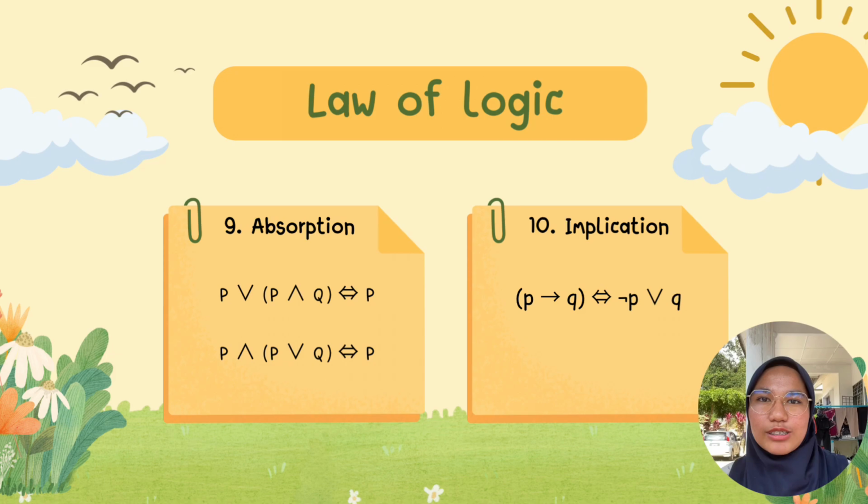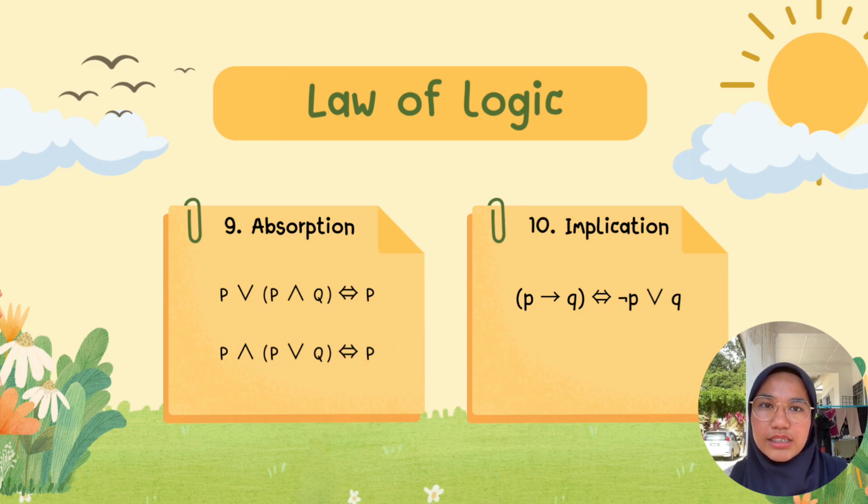Next, we have absorption law. For this law, we have two formulas. The first is P or in bracket P and Q, logically equivalent with P. This shows that when you take P or P combined with Q, it's equivalent to just P. The second formula is P and in bracket P or Q, logically equivalent to P. Similarly, if P is true alongside P or Q, it's still just P.